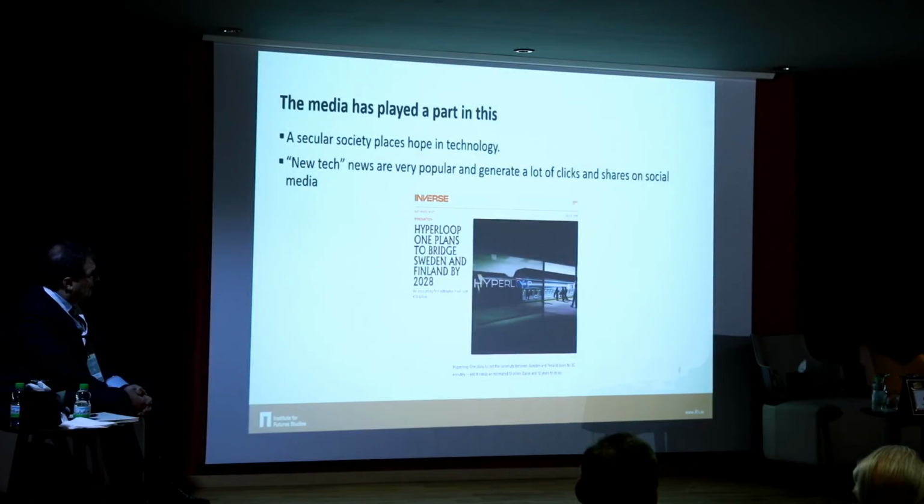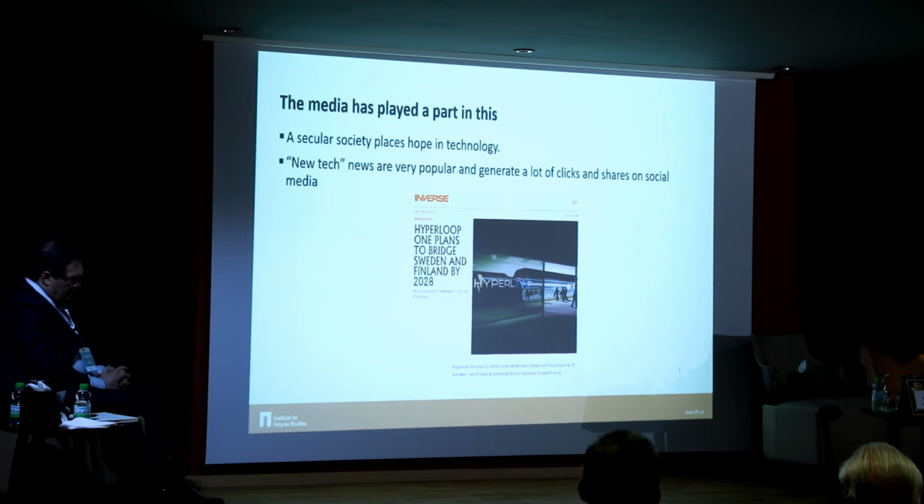Sweden is, as you know, a very secular society, and I believe that this is part of the answer for why Swedes seem to place such high hopes on technology. I think that technology, in one sense, is a secular religion for many Swedes. It gives them hope. It gives them something to live for, something to trust in.